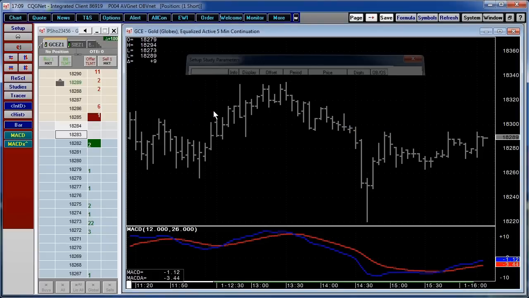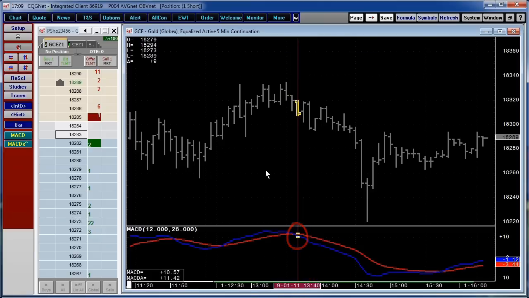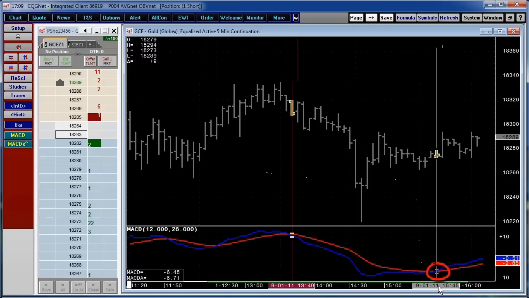Most traders will place a trade when these two lines cross. Let's take a look at the last two signals. 1340 was the cross to establish a short position. Late in the day, 1545 was the cross above to establish a potential long position.